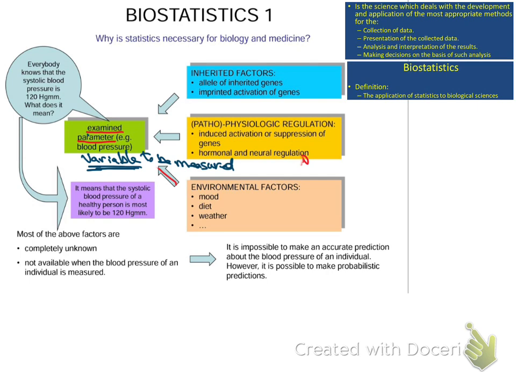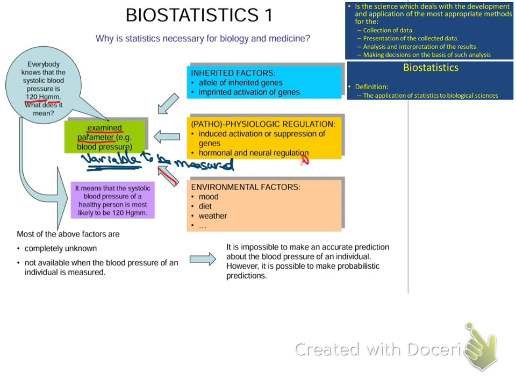The blood pressure. Okay, so we know that the blood pressure for human is 120 millimeters of mercury. So what does it mean? Does it mean that everyone in the world, his systolic blood pressure, should be exactly 120, or could be more or less, or within this range or average? So here it says that everybody knows that the systolic blood pressure is 120 millimeters of mercury. So what does this mean?